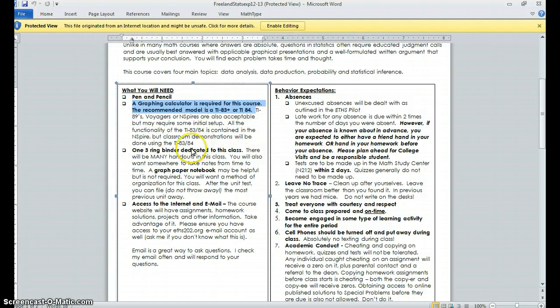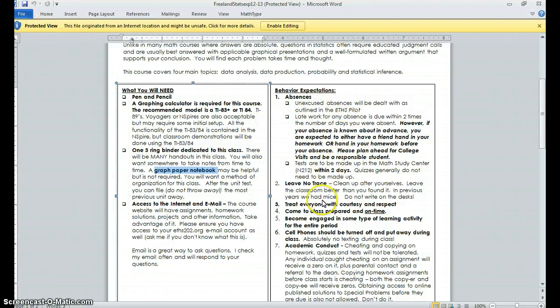You also need some sort of organization method for this class. I recommend a 3-ring binder. You'll have lots of handouts. This class is very, very visual, and a lot of times a handout is the best way for you to get a look at what we're doing. You want to be able to keep track of all that stuff. I recommend a graph paper notebook for doing your homework out of the book. It's not required, but I recommend it. Most of you are seniors. You're mature enough to figure out how to organize yourselves, but it is an important part of this class.